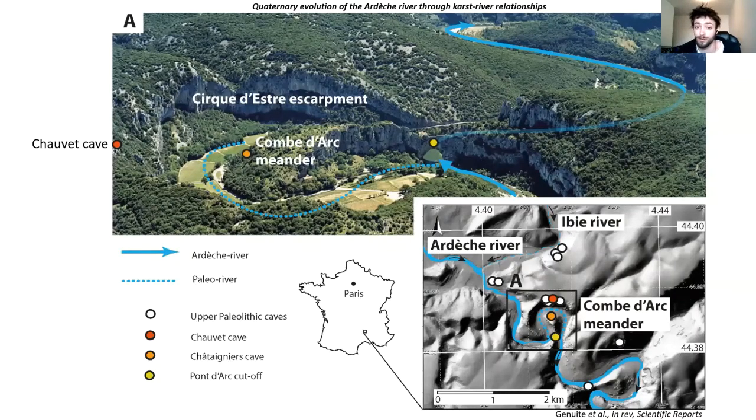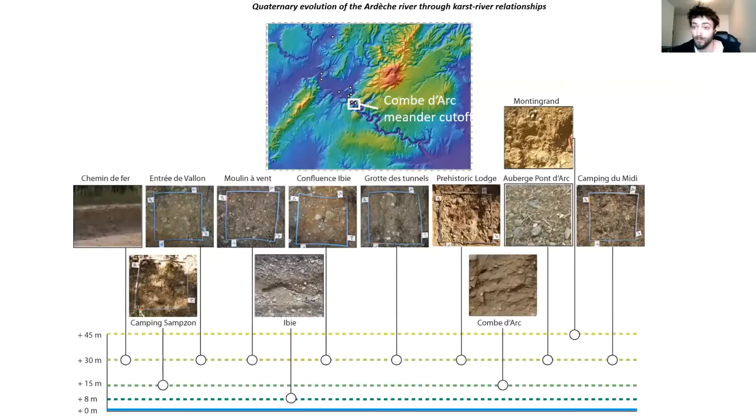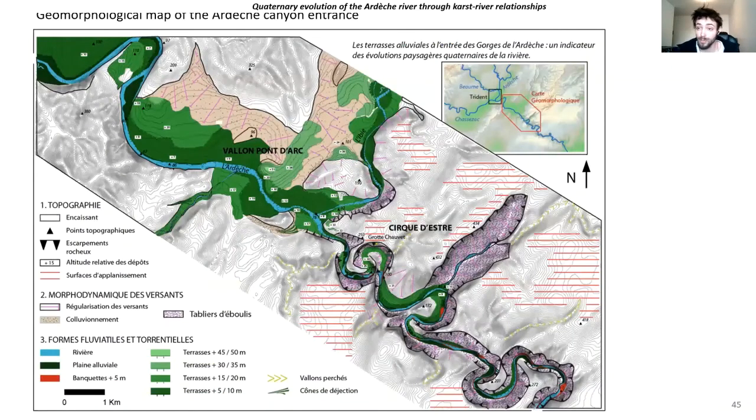Because it was an abandoned meander, we started to study the geomorphological evolution of the river. We did some fieldwork, tracking outcrops, and we discovered pebbles located at different levels above the bedrock: 8 meters, 15 meters, 30 meters, and 45 meters of relative height. We tried to map those deposits at the entrance of the Ardèche River canyon, in the Vallon-Pont-d'Arc plain, right before the entrance of the canyon.